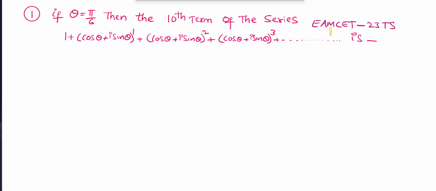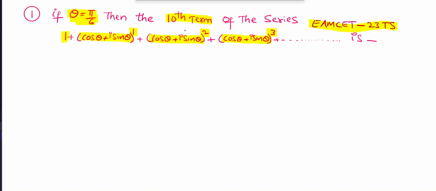This is the first problem from MSET 23 TS, from De Moivre's Theorem. Here, theta is equal to pi by 6. Then the 10th term of the series. The given series is 1 plus (cos theta plus i sin theta) whole power 1 plus (cos theta plus i sin theta) whole square plus (cos theta plus i sin theta) whole cube plus up to so on.